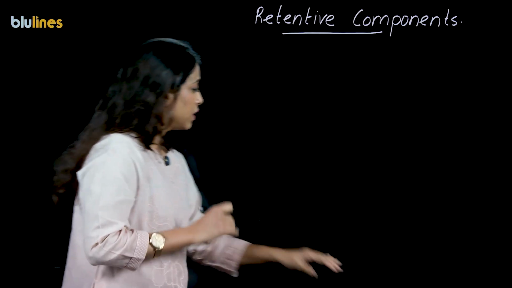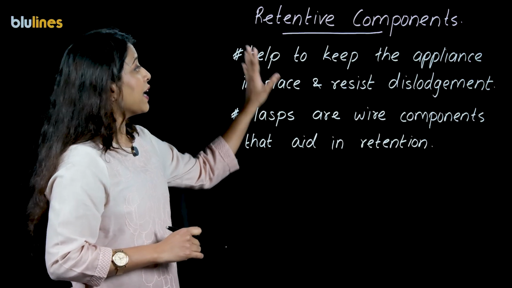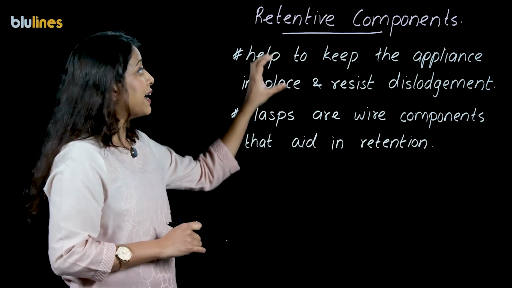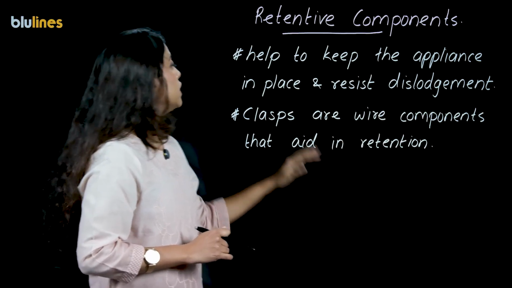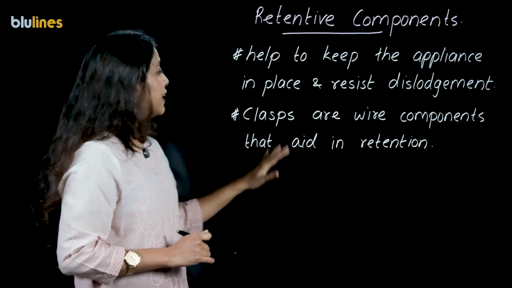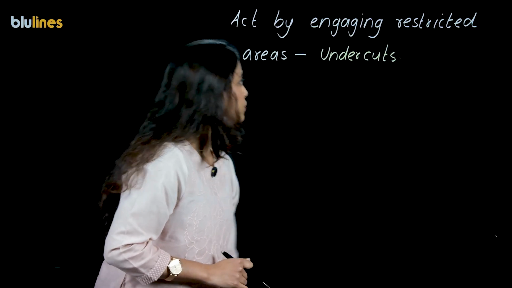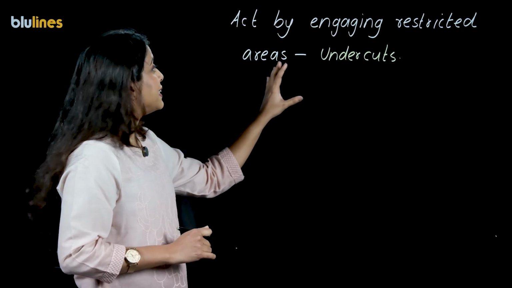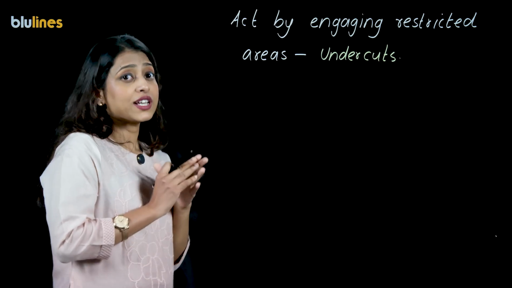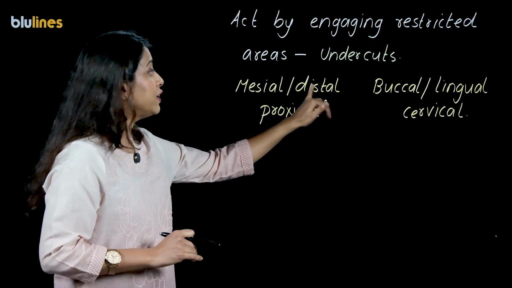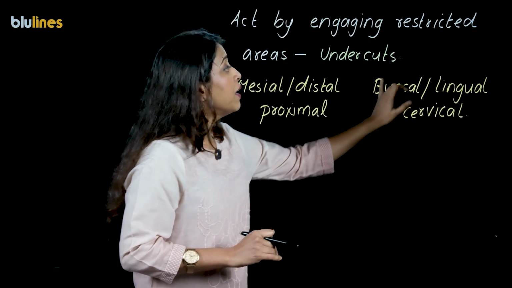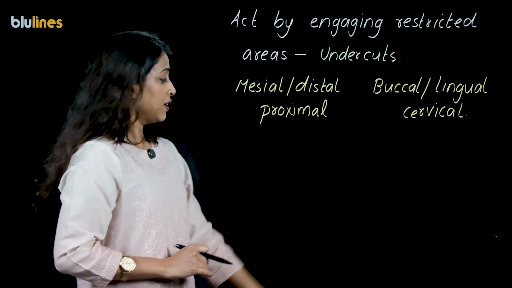Retentive components. Now, retentive components are those components of the removable appliances that help to keep the appliance in place and resist its dislodgement. Clasps are the wire components that aid in retention. They act by engaging restricted areas of the tooth known as undercuts. Now, these undercuts are of two types. They can be either mesial or distal proximal undercuts, or buccal or lingual cervical undercuts.